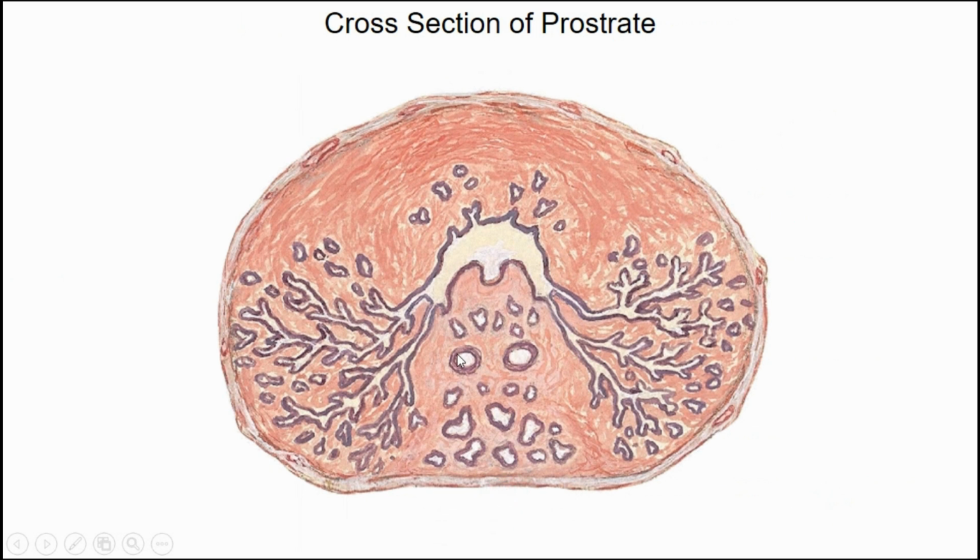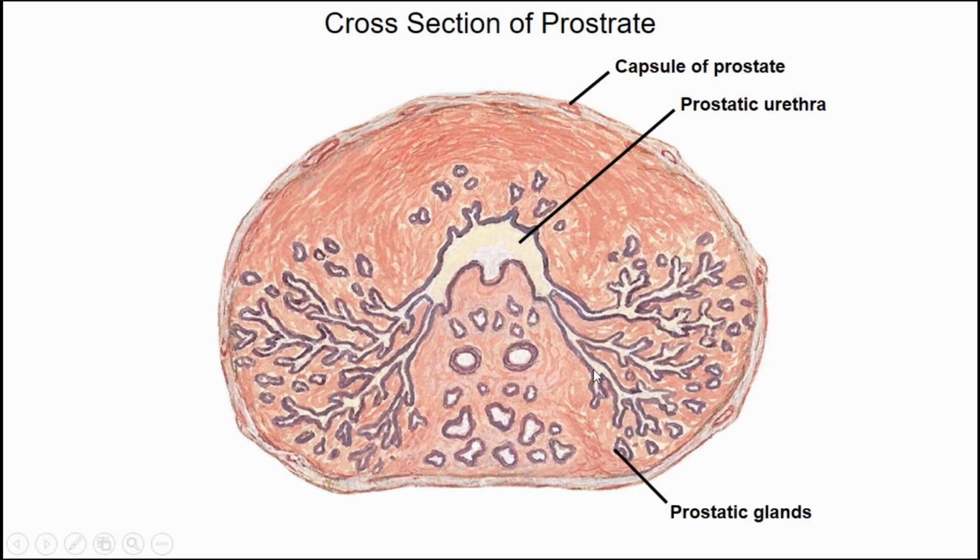If we look at a cross-section of the prostate, most of the prostate is going to be secreting fluid that is going to enter the prostatic urethra through these multiple ducts right there. So these prostatic glands are secreting into these ducts to increase the volume of the seminal fluid. We have the ejaculatory ducts traveling from the ductus deferens and seminal vesicles to travel in this way.